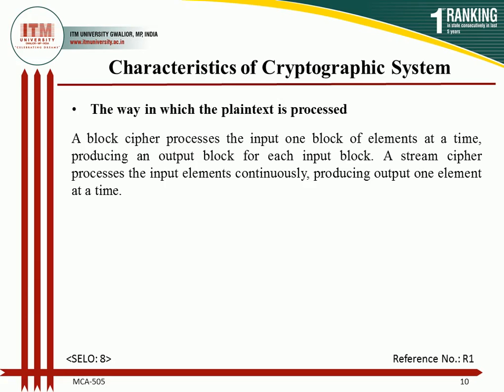But if we are talking about the stream cipher, we process the input elements continuously and produce the output one element at a time, right? So in block cipher we process the input one block and give the output block, and in stream cipher we process the input one by one continuously and produce the output one element continuously, right? So these are the three main important characteristics of the cryptography system.